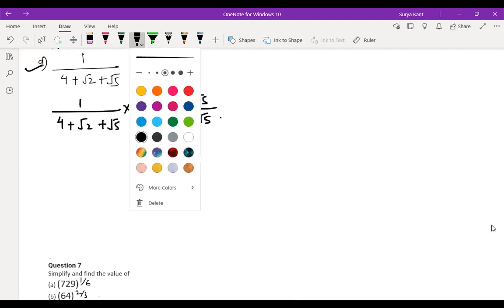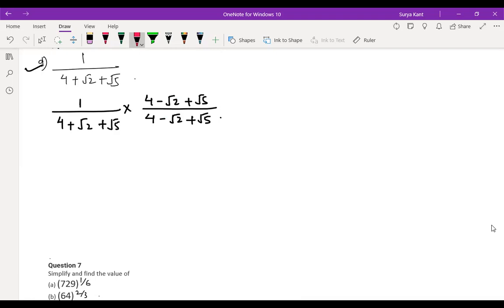So 4 minus root 2 plus root 5 divided by 6 minus, 6 plus root 5, sir. See, we should remove the root. However many times you want to rationalize, root should not come in the denominator, okay? Why are we rationalizing? Because we have to remove the root sign from the denominator. That's why we are rationalizing it.